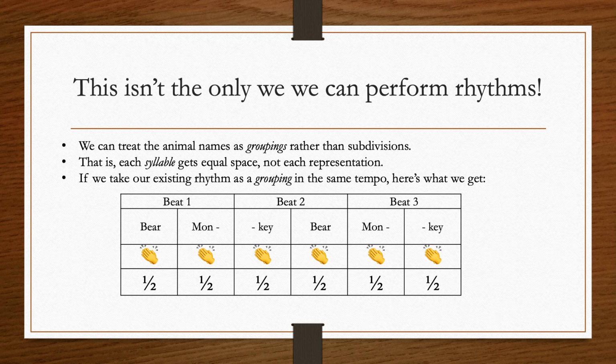So I'm going to perform this as a grouping, and then I'm going to go back and forth a few times. So here is the bear monkey rhythm as a grouping. Bear monkey, bear monkey. Again, bear monkey, bear monkey. For contrast, here's our original subdivision. Bear, monkey, bear, monkey. So feel free to pause the video and try that a few times yourself.